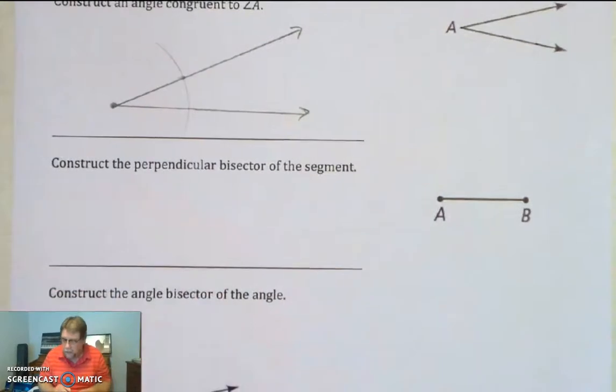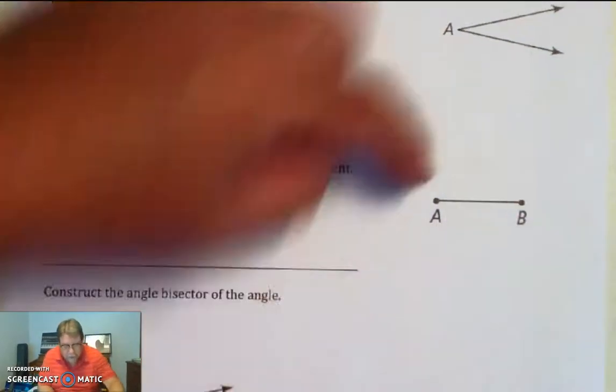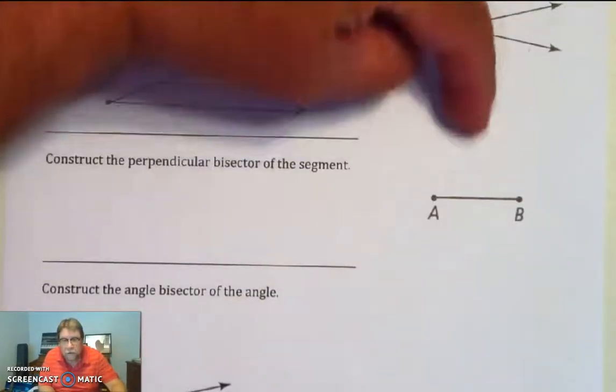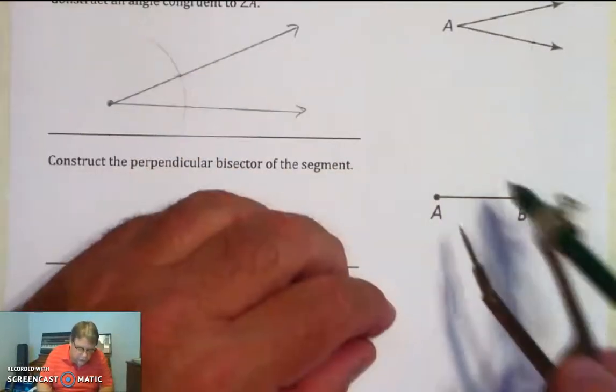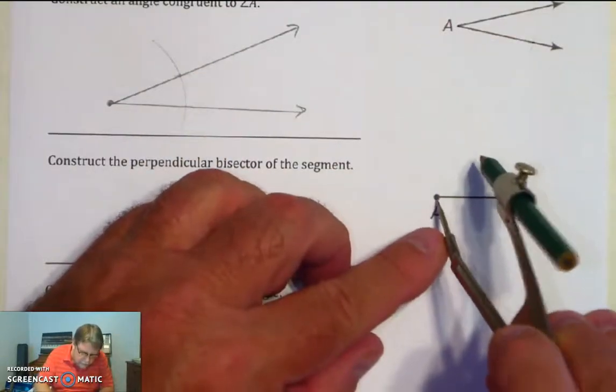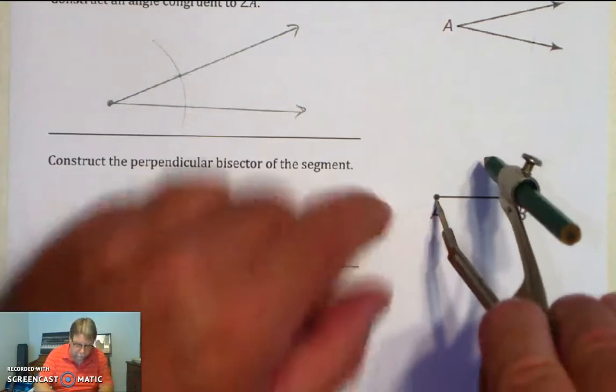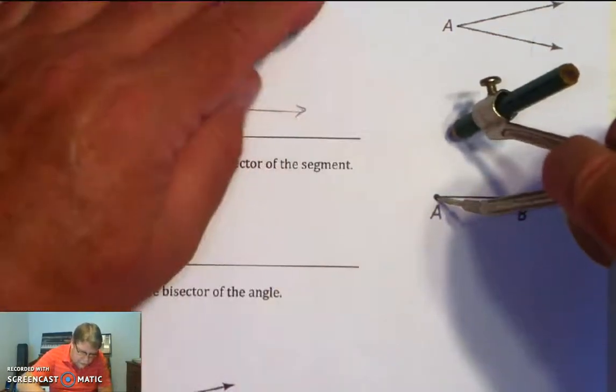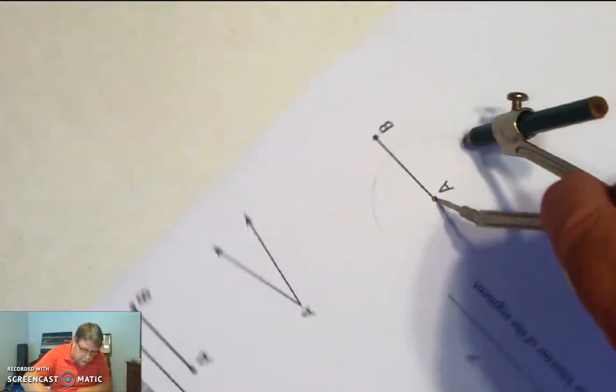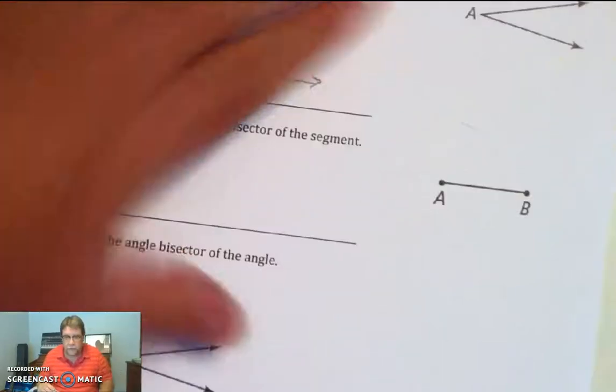Then you want to basically sweep, and remember, there's going to be a line going straight through it. It's a perpendicular bisector. So we want to intersect both sides of that by putting your point on A and then sweep it through. I'm going to actually turn the paper. It's a little easier sometimes to draw an arc by turning the paper. So there is that arc.